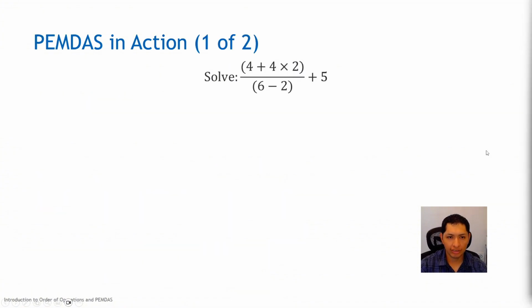Let's go over one last example. Let's solve 4 plus 4 times 2 over 6 minus 2 plus 5. You'll see that it says 1 of 2, but that's only because I need 2 slides to show you the process. So let's start again with the P of PEMDAS, and that is the parentheses.